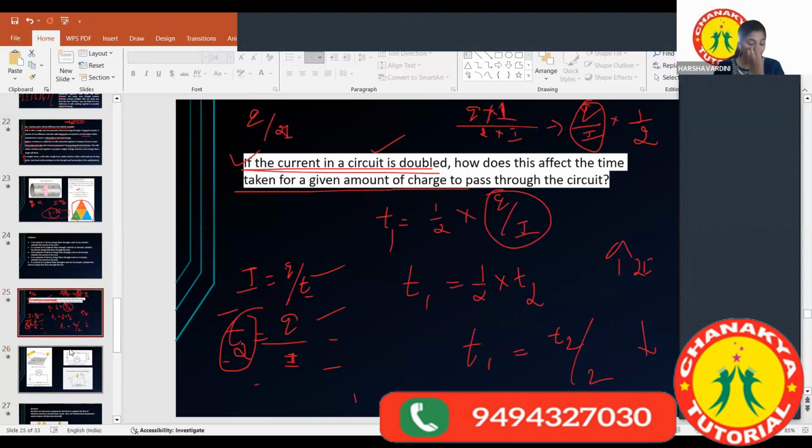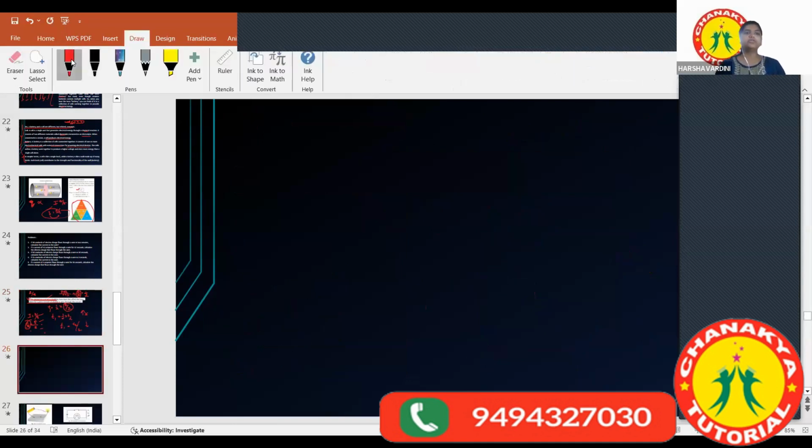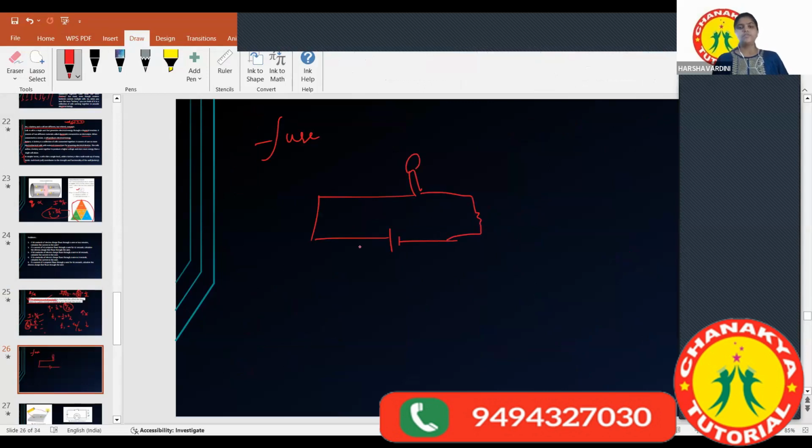This is not mentioned in your book, but this is higher order, so you should know it. There is something called a fuse. Say there is a circuit. Let's take a bulb in the circuit.